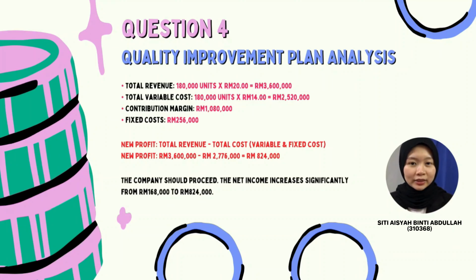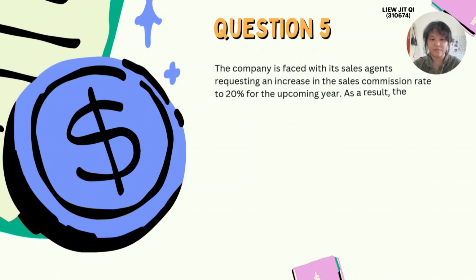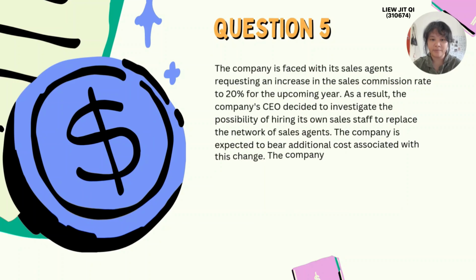The company should proceed. The net income increases significantly from 168,000 ringgit to 824,000 ringgit. The question stated that the company is faced with their sales agent asking for an increment in commission to 20%.